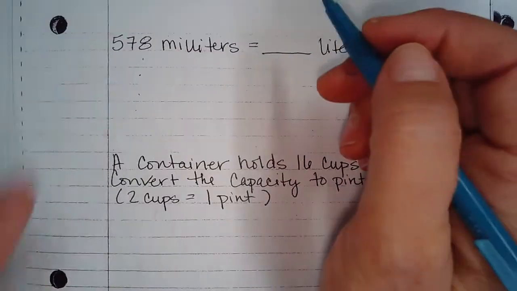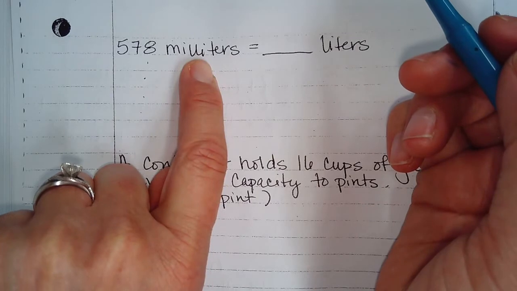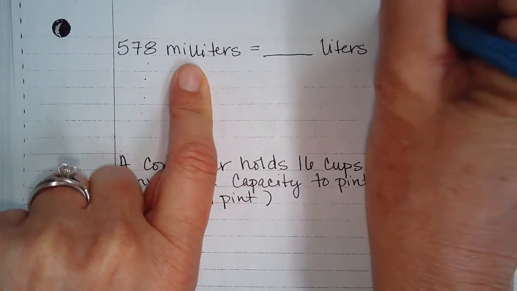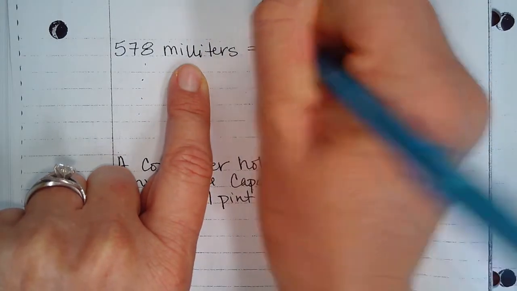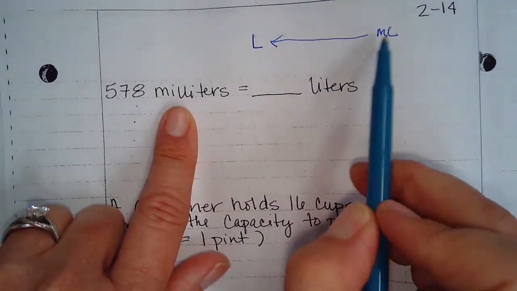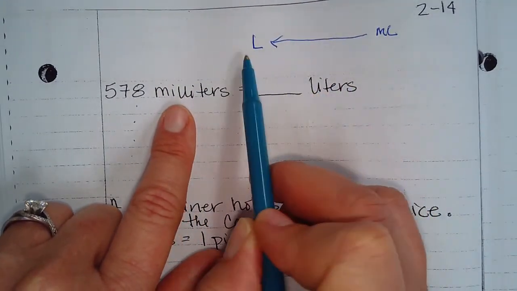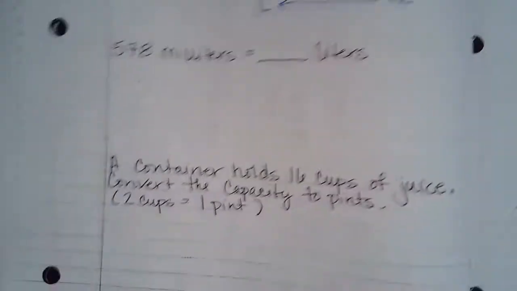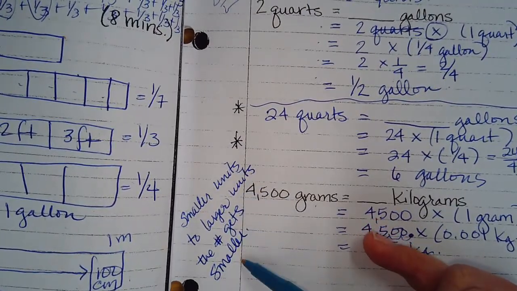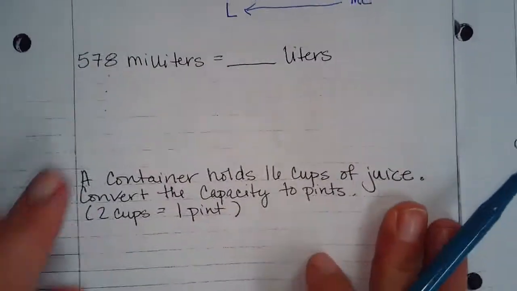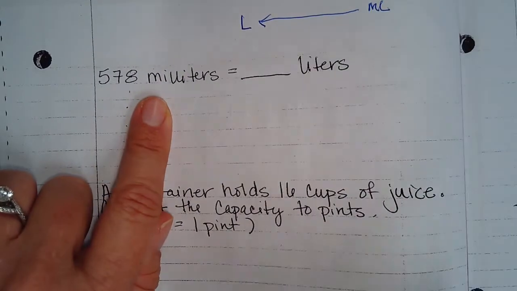All right, so 578 milliliters. So we're going from milliliters over here all the way over here to liters. Remember, so we're going from smaller unit to larger unit. And what we just wrote down is when you're going from smaller units to larger units, your number gets smaller. So we know our number is going to get smaller.